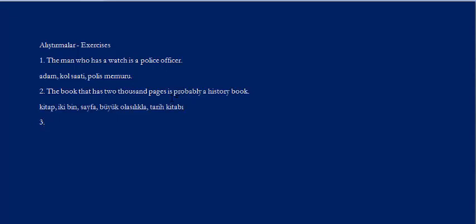And the third one. Okay, so third one is my friend who has a rich wife or girlfriend is pretty poor. So friend is arkadaş. And the rich is zengin, girlfriend is kız arkadaş, pretty is bayağı, and poor is fakir. Okay, fakir. So these are your exercises. The man who has a watch is a police officer. The book that has 2,000 pages is probably a history book. My friend who has a rich girlfriend is pretty poor.